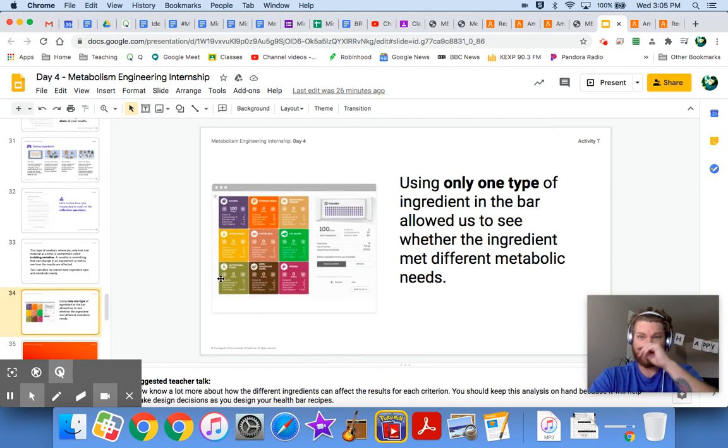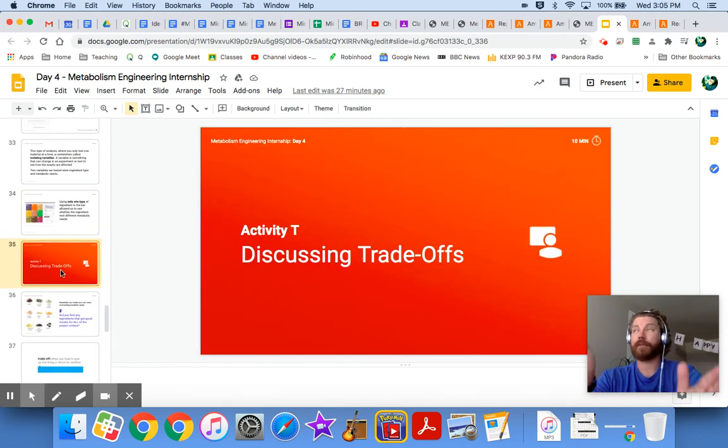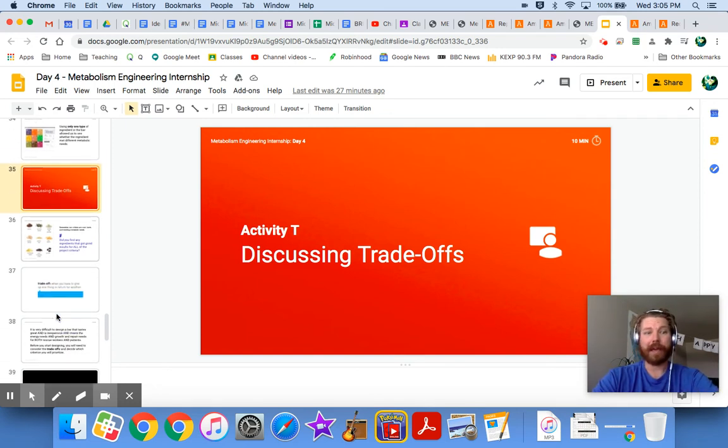All right. So using only one type of ingredient in the bar allowed us to see whether the ingredient did meet the different metabolic needs. Okay. And that's going to eventually lead us to developing our recipe. What do we want our final recipe to look like? And trade-offs are going to play a role in that. We have a video.